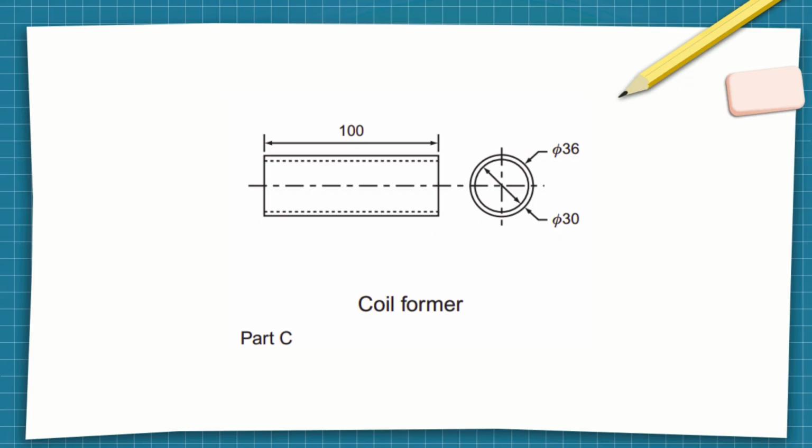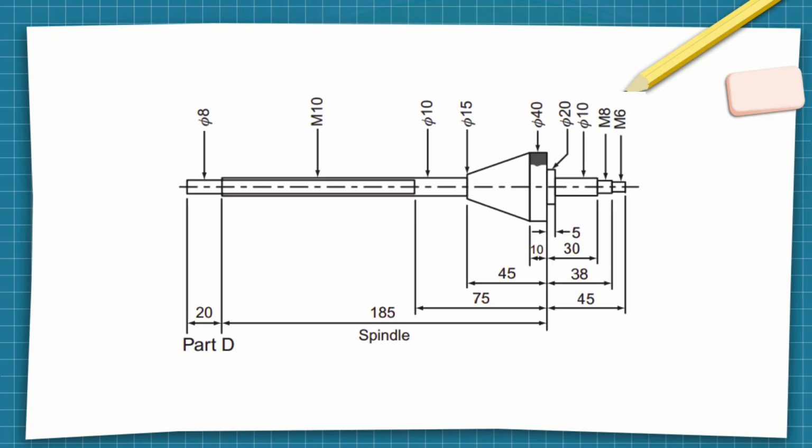Part D, spindle. This is Part D, the spindle. It is the main rotating shaft. The main cylindrical section is 185 millimeters long. It has multiple diameters, starting at 8 and including 10. Key threaded sections are indicated by M10, M8, and the very end is threaded M6.